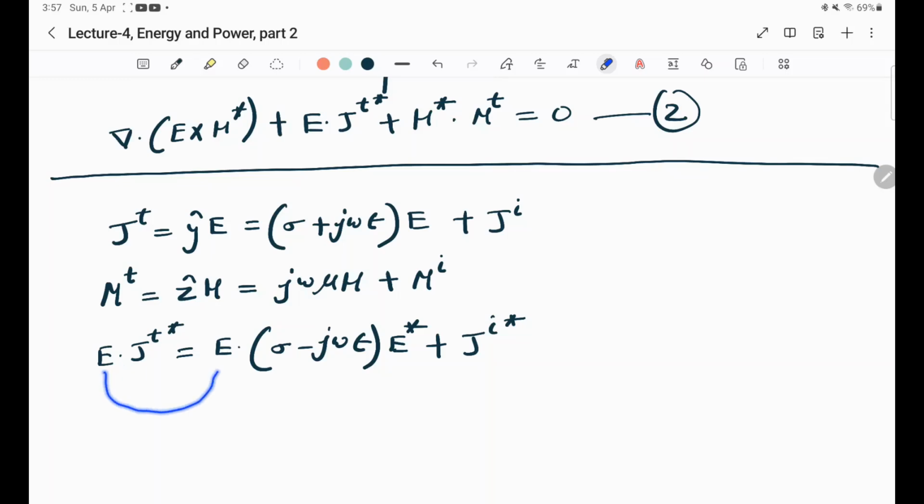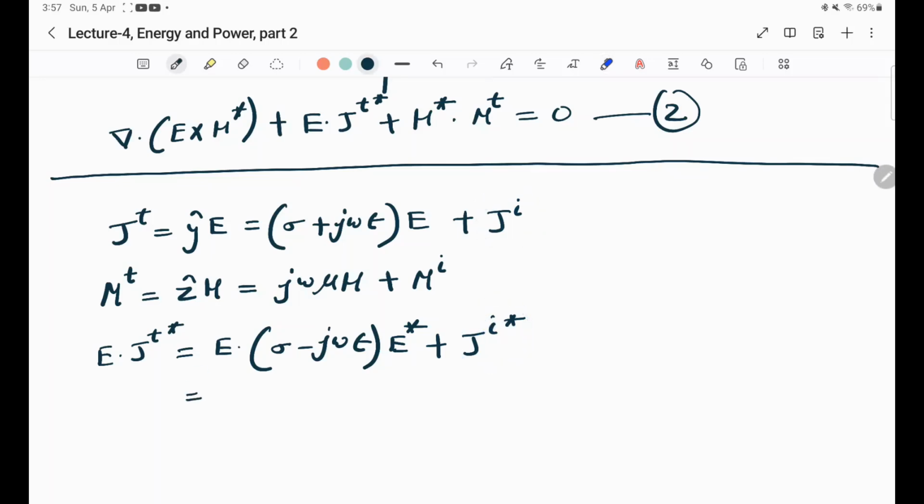This E remains as it is, and we take the complex conjugate of this part, which is this plus becomes a negative here, this E becomes E conjugate, and this Ji becomes Ji conjugate.